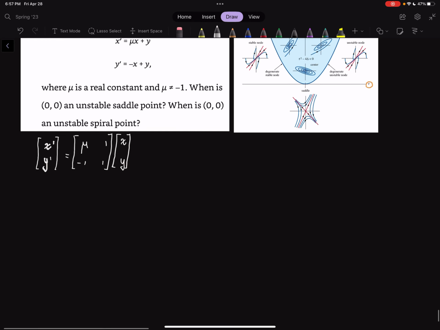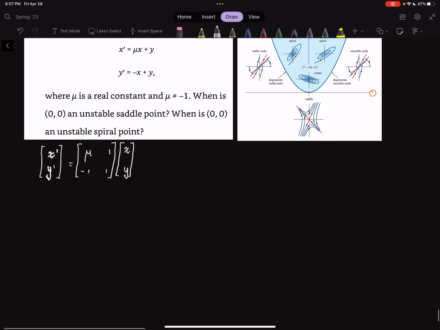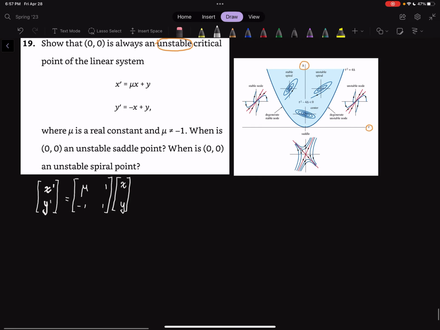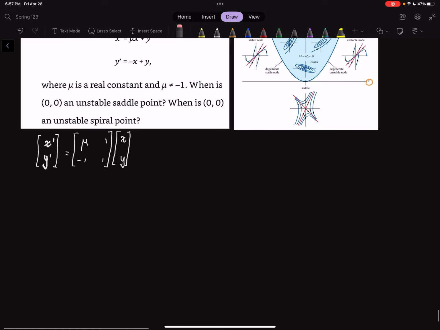And now, what I want to do is I want to make sure. So if they're saying I want this to be always unstable, how do I make this always unstable? Well, as long as the trace, the tau here, is negative, then I'm good to go. And what is the trace? Well, the trace is the sum of the diagonal components. So my trace, I'll color code it for you. Color coded in orange. My trace is equal to mu plus 1.